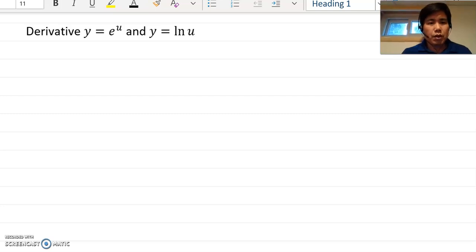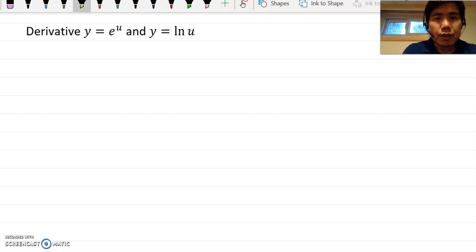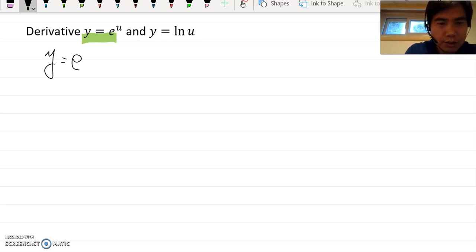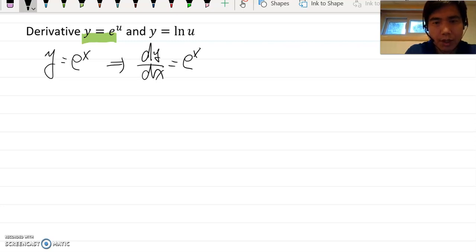So today we talk about the derivatives of y equals e to the u and y equals ln u. First of all, I want to talk about the exponential function derivative first. According to the textbook, if we have y equals e to the x, then dy over dx is also equal to e to the x.